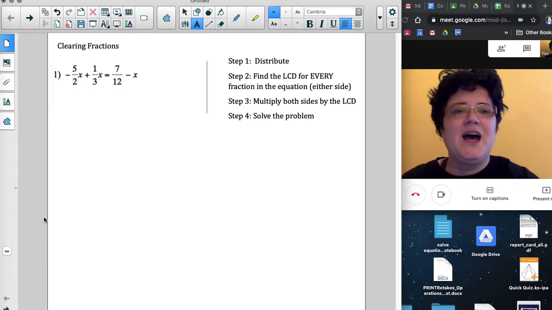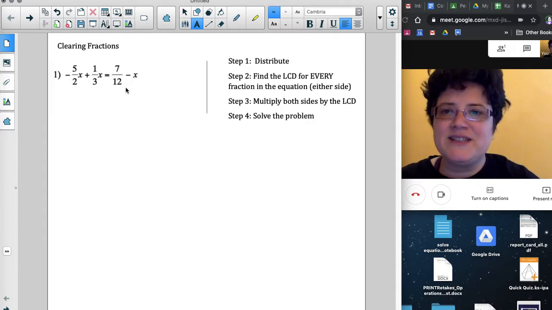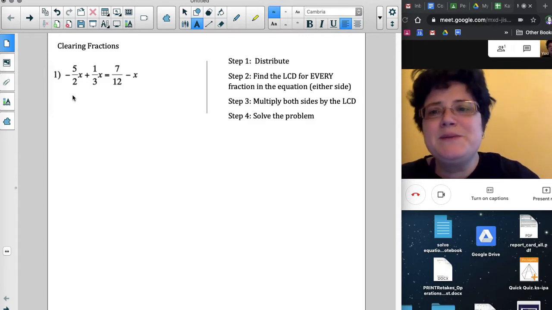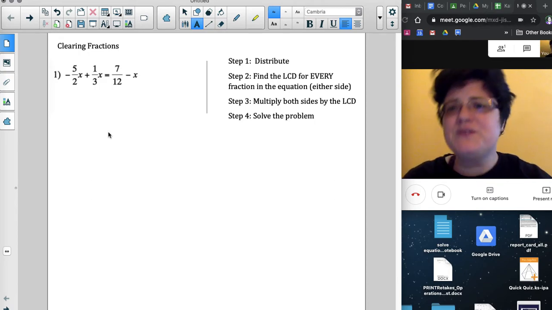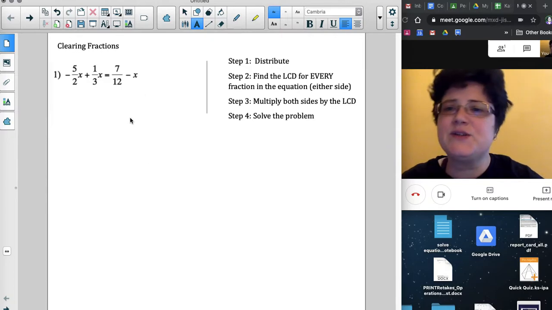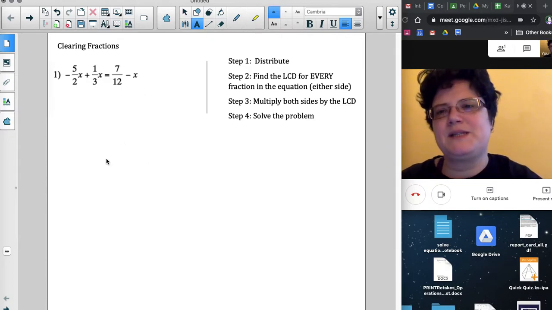Okay. So we sometimes might get problems like this, that have lots of lovely fractions in them. And fractions are great. But sometimes people don't like to add and subtract them because you have to find the least common denominator, and then sometimes we make mistakes. And so this is a method to clean up some of that work.